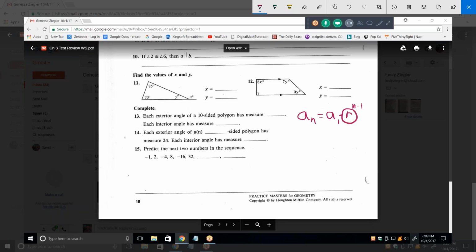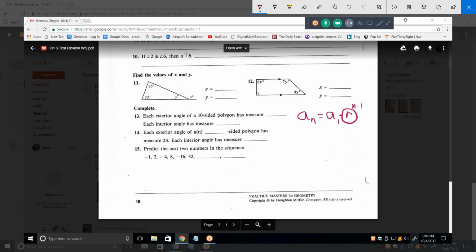R is term 2 divided by term 1. For an arithmetic sequence, the n minus 1 goes in parentheses, times the common difference. But for a geometric sequence, it goes as the exponent of r. So you haven't done geometric, and yet this is a geometric sequence. This is not an arithmetic sequence.